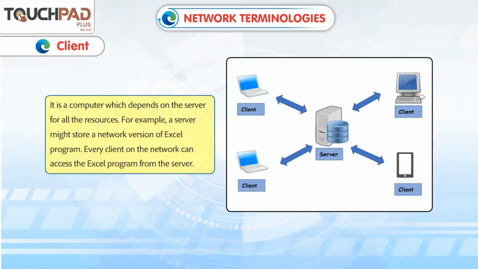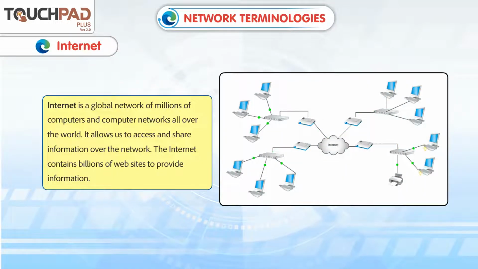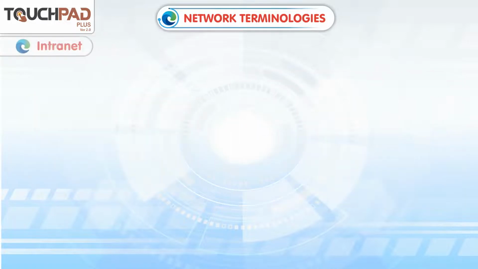Client. It is a computer which depends on the server for all the resources. For example, a server might store a network version of Excel program. Every client on the network can access the Excel program from the server. Internet. Internet is a global network of millions of computers and computer networks all over the world. It allows us to access and share information over the network. The Internet contains billions of websites to provide information.